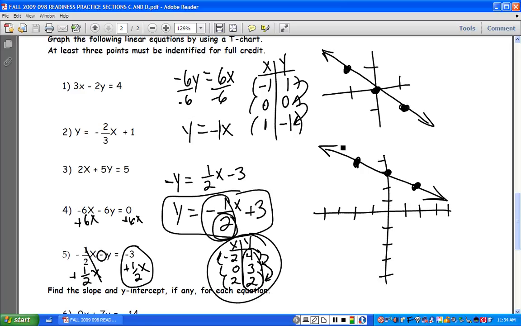Alright, so the thing about 1 through 5 is you have to use the T-chart. So you have to go about it using this particular method that I've shown. Again, there are other methods of graphing, but they specifically want you to use a T-chart, so that's why we've chosen this particular method to display our graphing for all 5 of these equations.